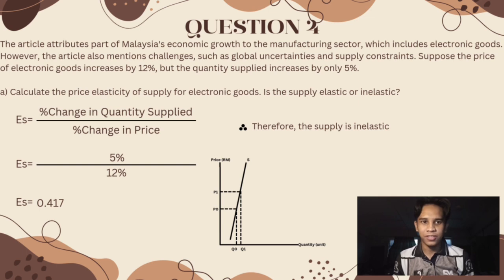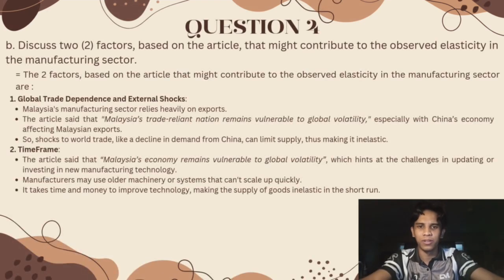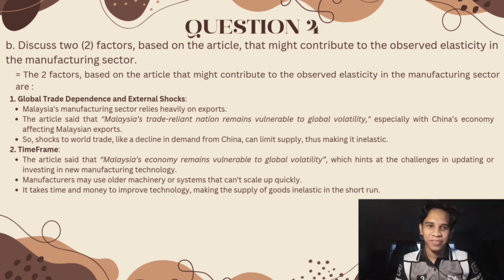Other than that, we can illustrate this using the elasticity graph. The change from P0 to P1 is bigger than from Q0 to Q1, which means the change in price is bigger than the change in quantity. So it makes the supply for electronic goods inelastic. After we settle the discussion about question 4a, let's move on to question 4b. For question 4b, it asks us to discuss two factors based on the article that might contribute to the observed elasticity in the manufacturing sector.